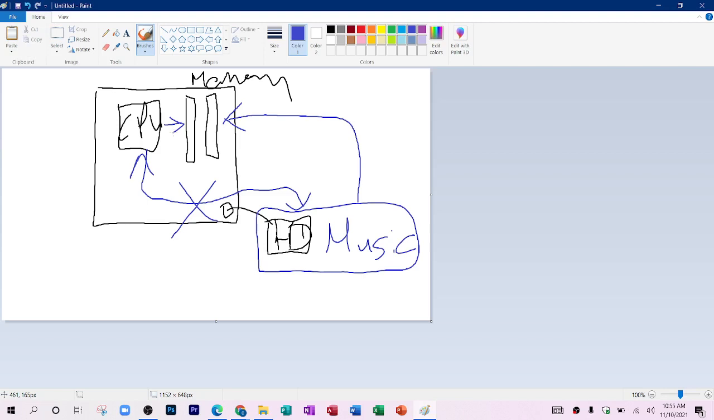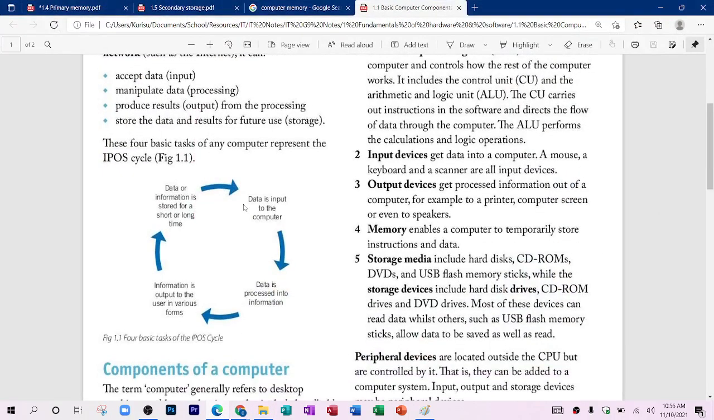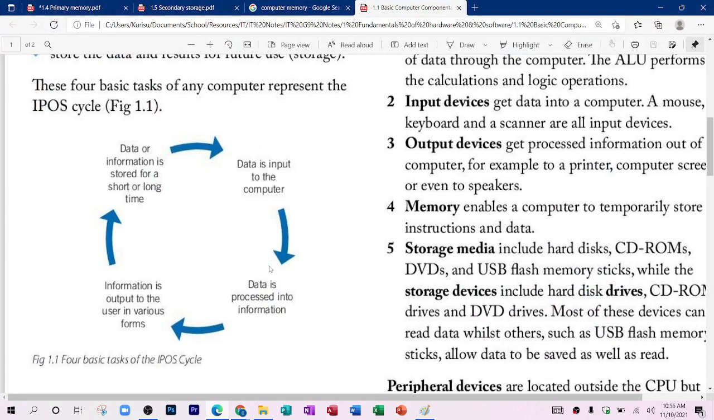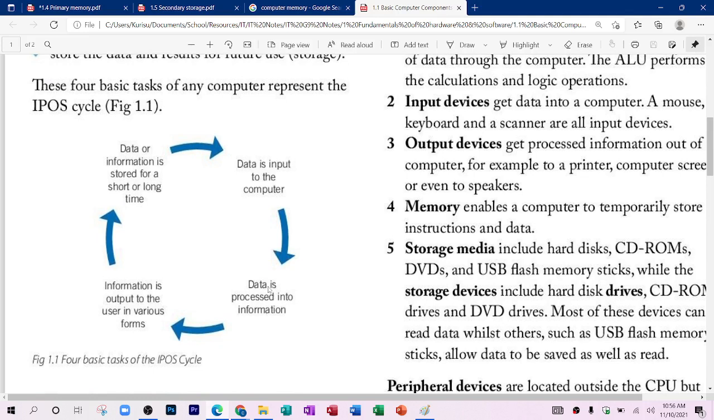Alright. Well, as we go on, hopefully it makes a little more sense as we describe the types of memory a little more. But for now, just remember the IPOS cycle. That's the important thing to remember. This IPOS cycle here: input, processing, output, and storage. Where does the computer do the processing? It uses the memory to do the processing. It collects the data from memory in order to process that data.